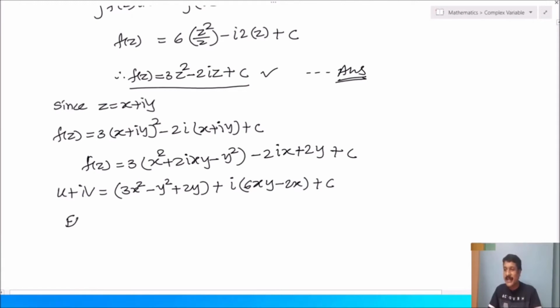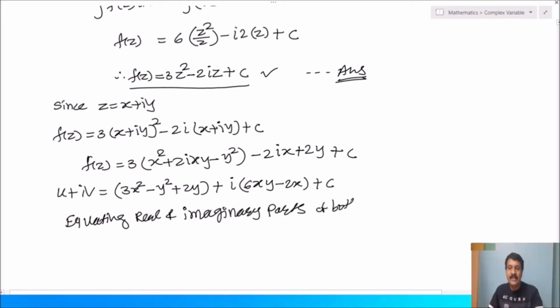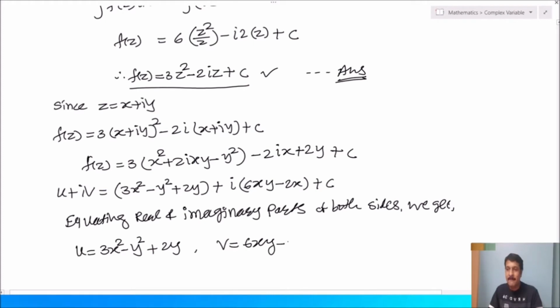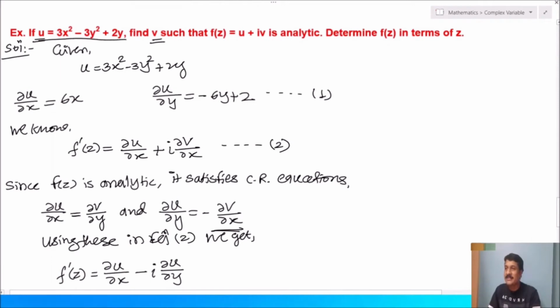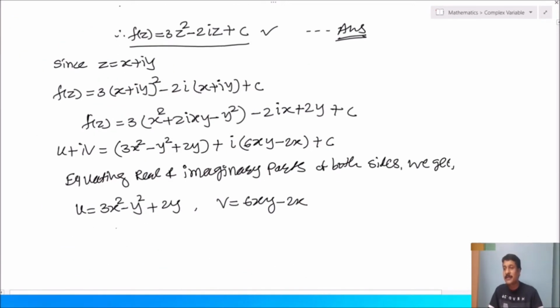So equating real and imaginary parts of both sides, we get u equal to 3x square minus y square plus 2y and v equal to 6xy minus 2x. So what is given here? u equal to 3x square minus 3y square plus 2y. Okay, 3y square, here it should be 3. How? If we multiply 3 inside, I am getting 3 here. So u is 3x square minus 3y square plus 2y.